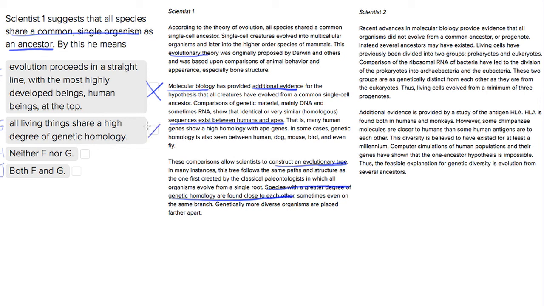And so our last two choices are interesting. Choice 3 tells us neither 1 or 2, and choice 4 tells us both 1 and 2. So we know it can't be, neither of these things are right, so it can't be both. So we know that it's neither because these two things were not in the passage. So let's go with choice 3.